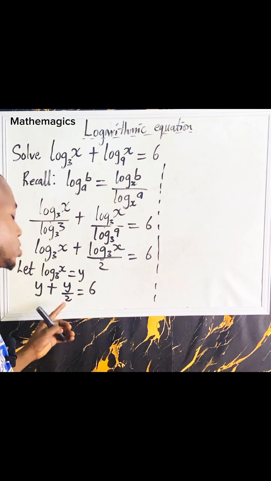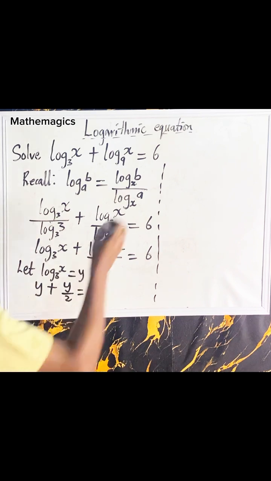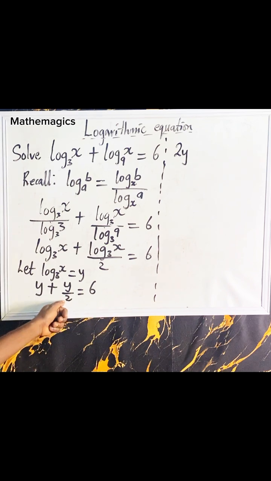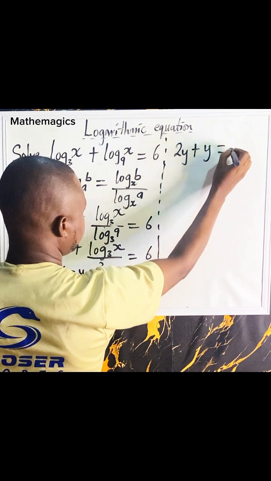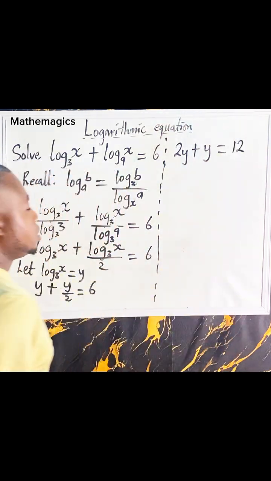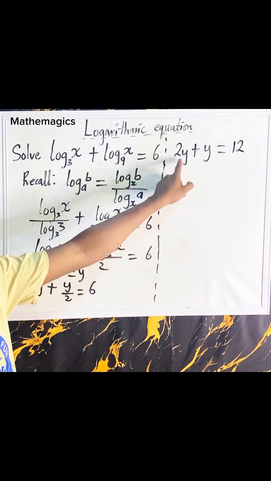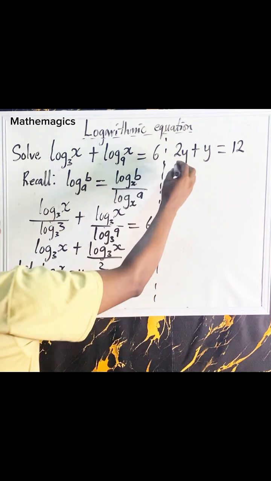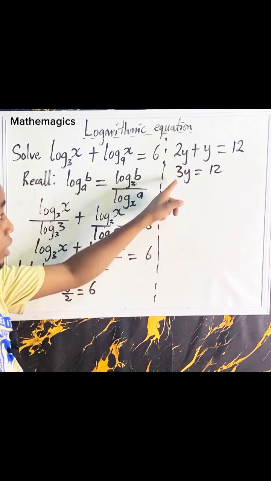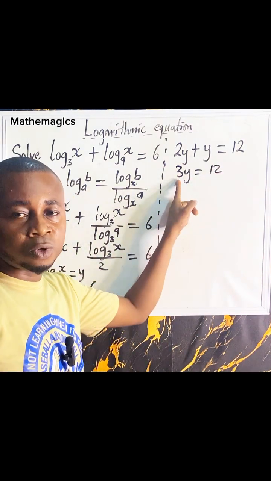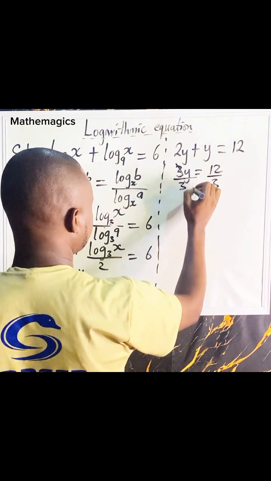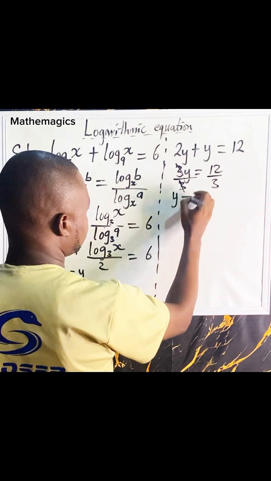What is the LCM? 2. So 2 times y will give us 2y. Then 2 cancels 2 here. We are having just plus y. Then 2 times 6 will give us 12. Then what is the next approach? We add up: 2y plus y is 3y, which is equal to 12. I'll divide both sides by the coefficient of y, which is 3. Over 3, over 3. 3 cancels 3. y is equal to 4.